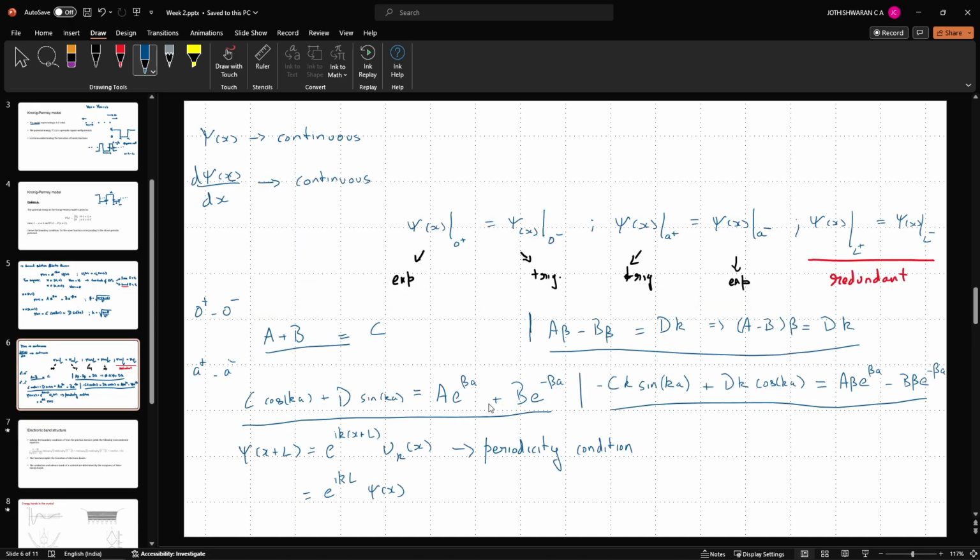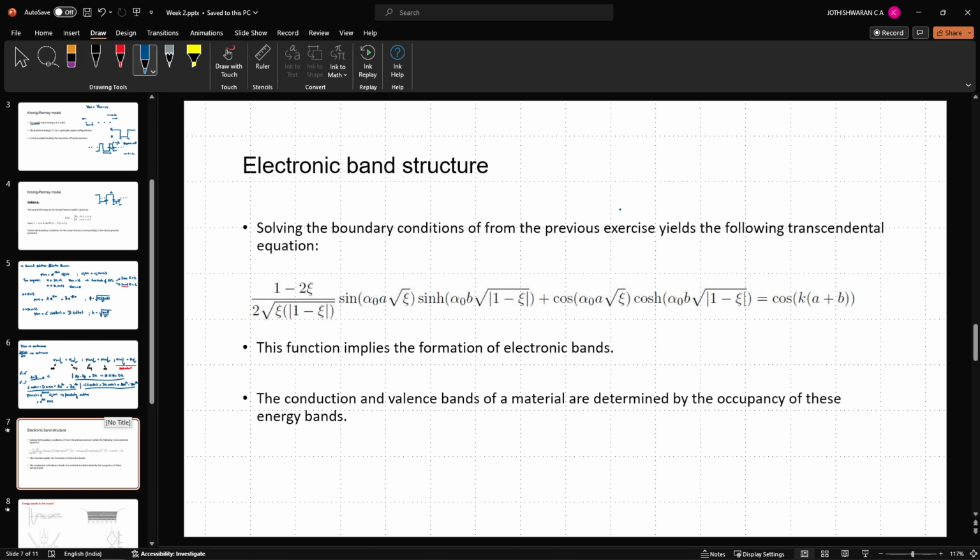So through this we will get these four equations. From here we will get another set of equations, combining all of them together and doing appropriate approximations. Here we will assume that, so this expression that we are getting here is under the condition where we assume that the depth, or rather the value of V naught tends to infinity, and the width of the potential tends to zero. So some approximations are done here to get this transcendental equation.